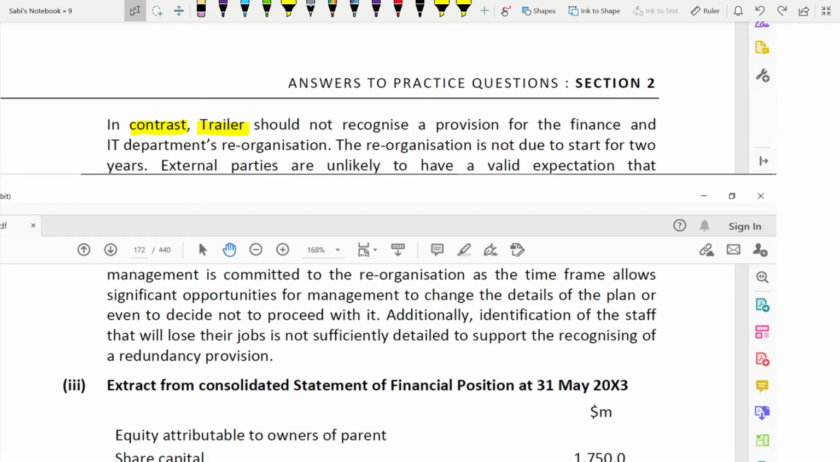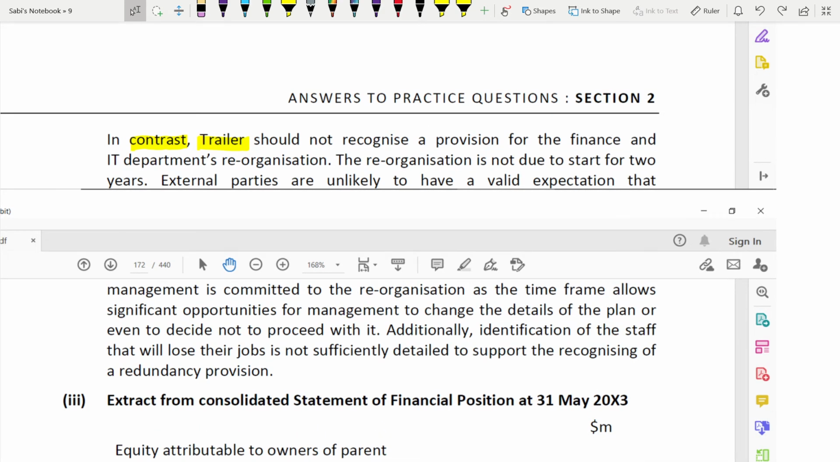So let us go to this one. The reorganization, please note it down. My pen is not working actually. I'm not able to highlight, nor am I able to underline anything. I think there is some issue with my laptop. Okay, whatever. So the reorganization is not due to start for 2 years.